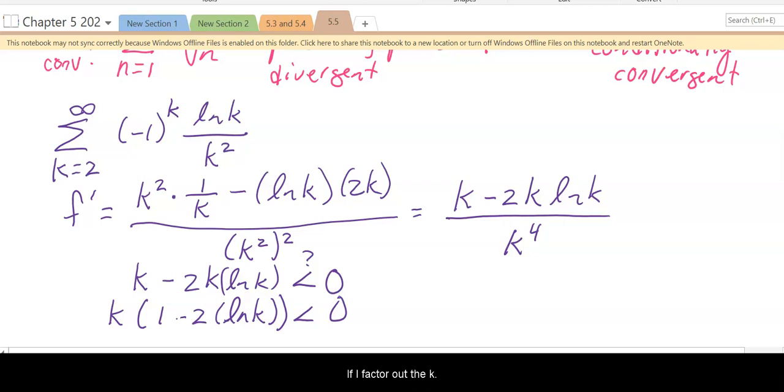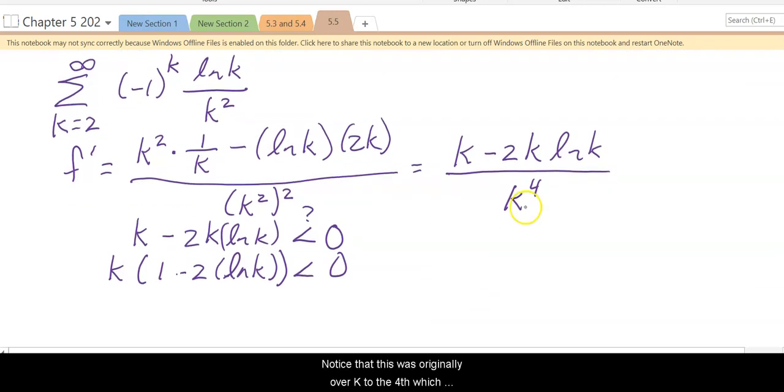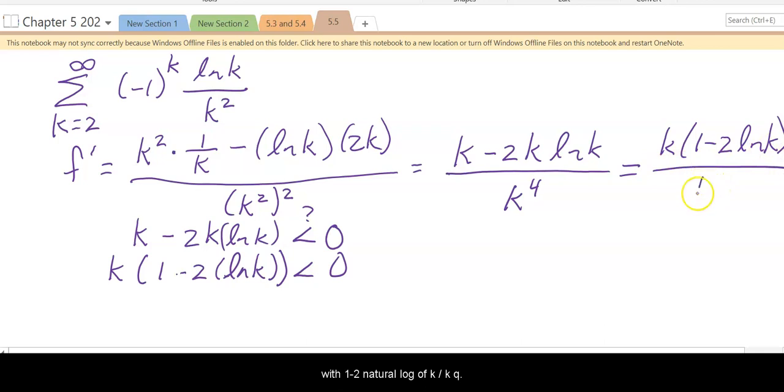If I factor out the k, notice that this was originally over k to the fourth, which means I could have reduced it here. If I had reduced it here, I would only have been left with 1 minus 2 natural log of k over k cubed. If I write it that way, though, then I will have to take into account the fact that k cubed can be positive or negative. So you need to keep this in mind when you're doing these.